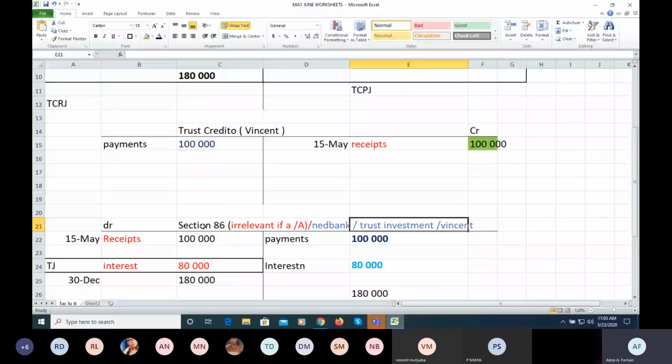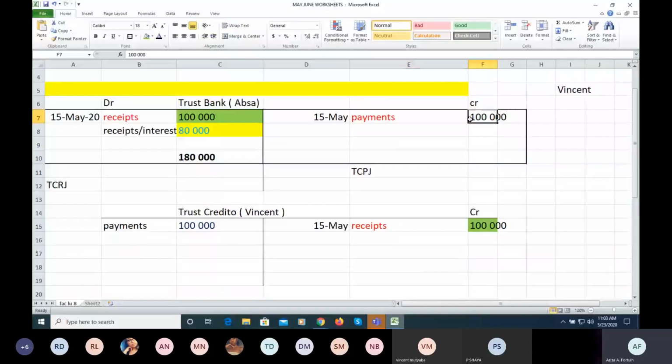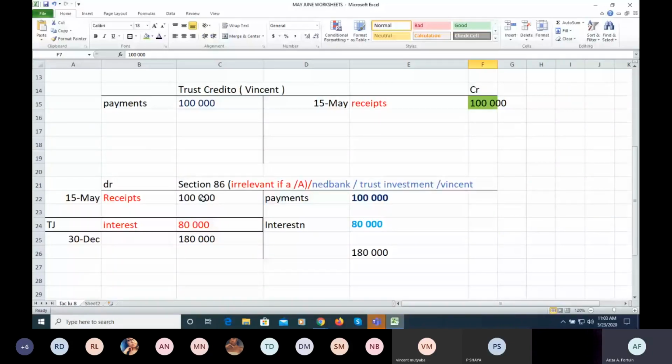So I take that money out of my trust bank account. I remove it here because if it was here, I need to remove it on the credit side. I then deposit it into my 86 account, on the debit side. Money coming in here, money is leaving there. So now it makes perfect sense. So I've got those two contra accounts now.